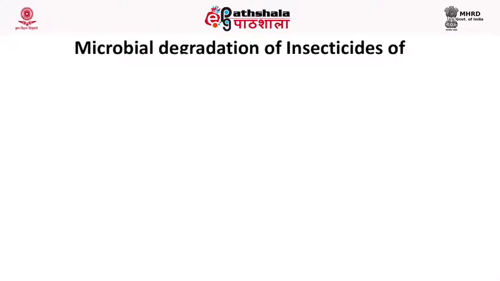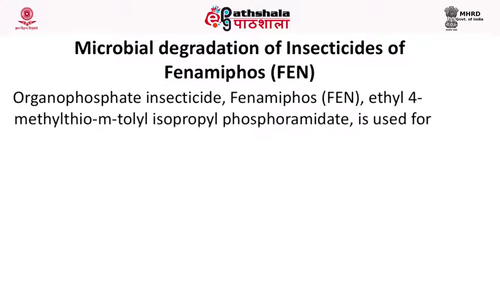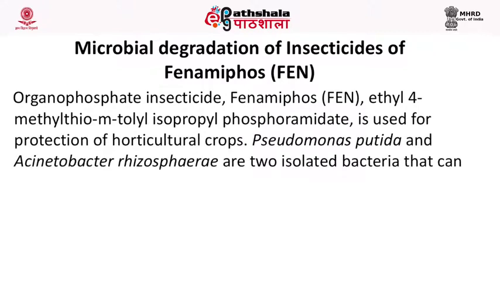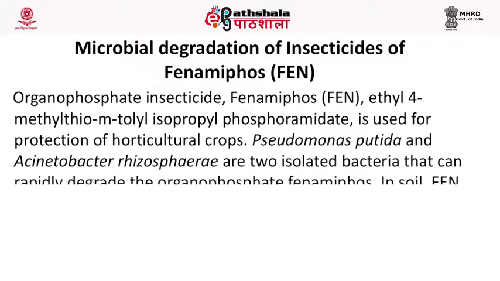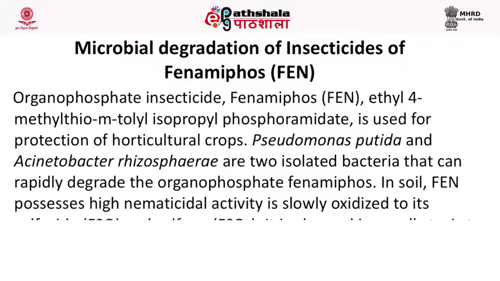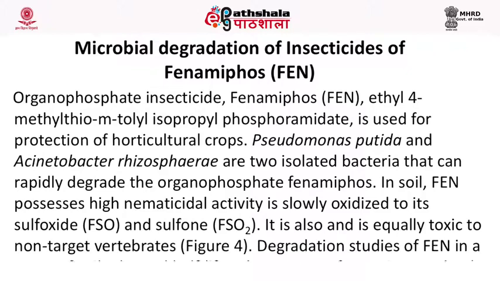Next is the example of microbial degradation of the insecticide Fenamiphos. The organophosphate insecticide Fenamiphos is used for protection of horticulture crops. Pseudomonas putida and Acinetobacter rhizosphaerae are two isolated bacteria that can rapidly degrade the organophosphate Fenamiphos in soil.